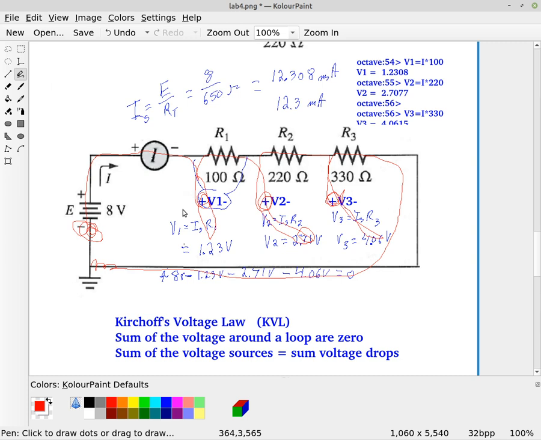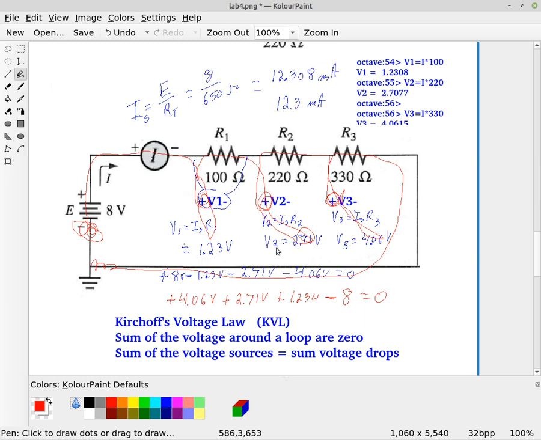So if we do that, again, we're going counterclockwise, so we're going positive 4.06 volts, positive 2.71 volts, positive 1.23 volts, that's a V there, minus 8 volts is equal to 0. All right, so it doesn't matter whether you go clockwise or counterclockwise as long as you are consistent.